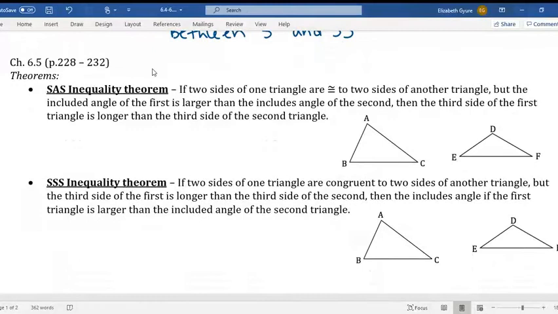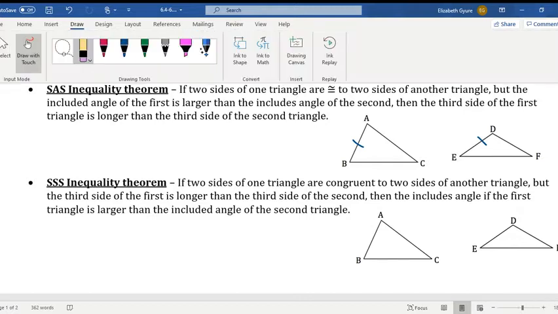6-5 then, that starts on page 228 in your textbook. So this is going to look kind of familiar. It should, except now we're dealing with inequalities. We have the side angle side inequality theorem. And that says if two sides of one triangle are congruent to two sides of another triangle. So let's say I told you that segment AB was congruent to DE and segment AC was congruent to DF. Oh, actually, wait, so that it corresponds better with your textbook, I'm going to make it the bottom side in case you guys look at that for an example.